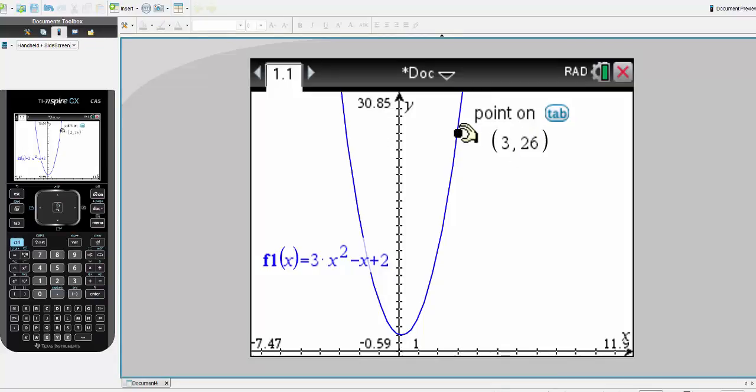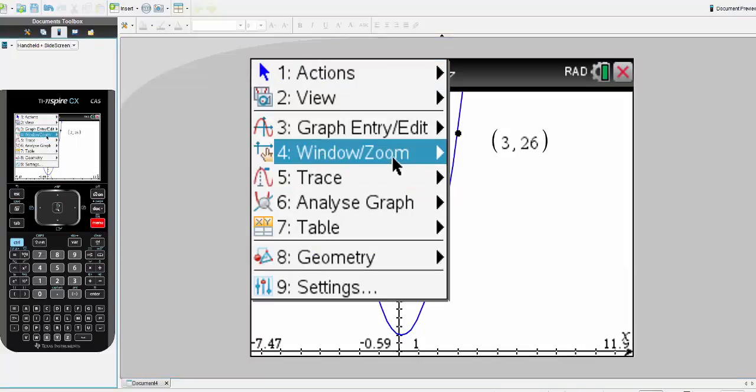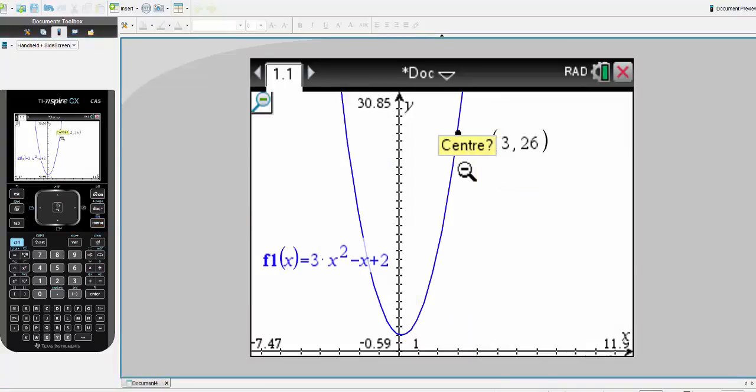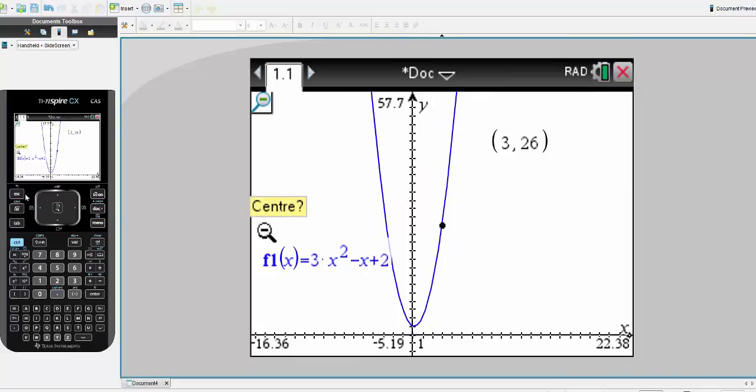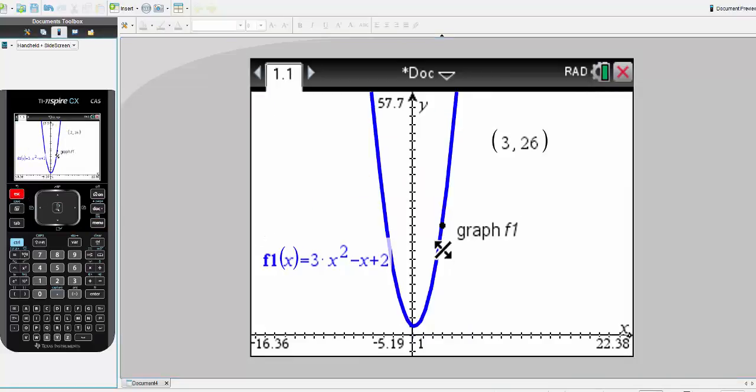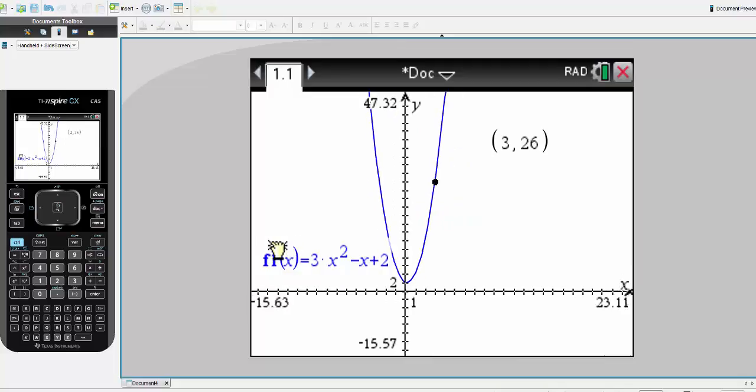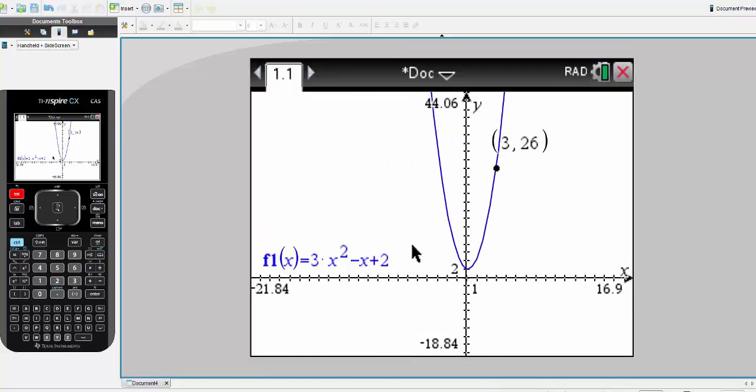If you can imagine a tangent, I'm actually going to zoom out one more time. If you can imagine a tangent to the curve going through that point, it's going to be a very steep uphill, almost vertical line. So let's see if we can find the slope. I'm going to show you two different ways of doing it.